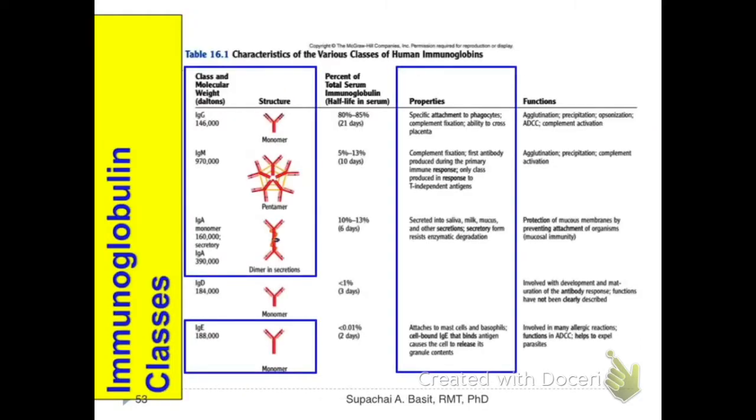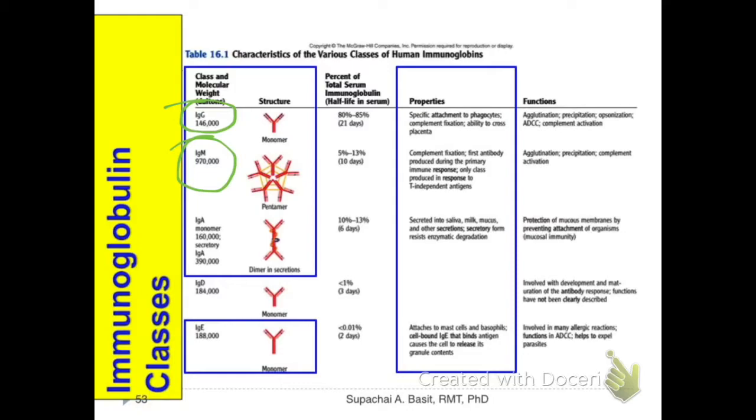Okay. So these are the 5 classes of immunoglobulin in summary. So as you can see, which one is the lightest? IgG. About 146,000 Daltons. Which one is the heaviest? The IgM. About 970,000 Daltons.